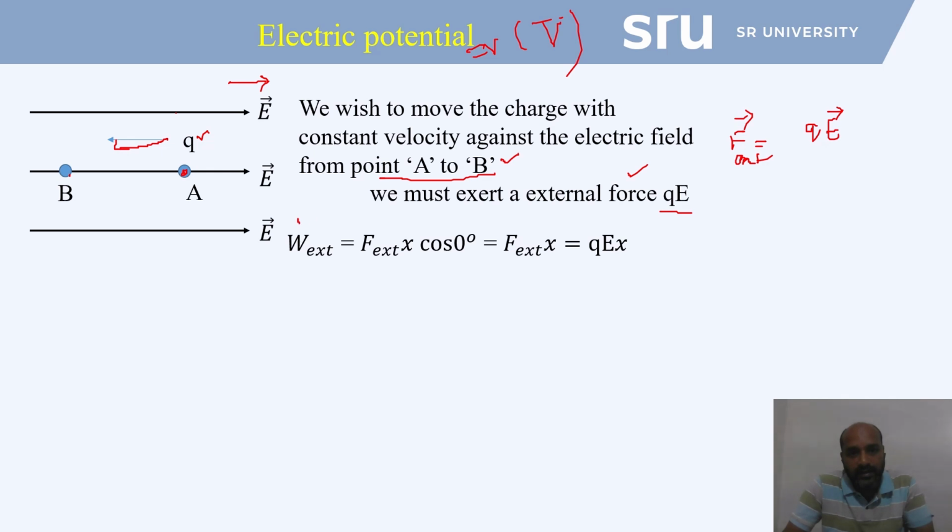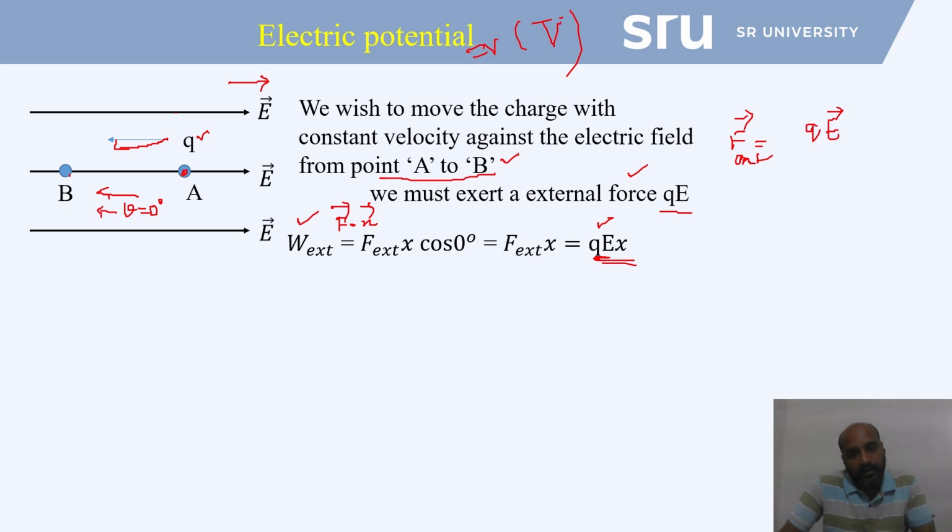And if you calculate the external work done, as per F dot X, the dot product of force and displacement, it is F x cos theta. Here, the external force is in the negative direction because you are moving from A to B, and the displacement is also in the negative direction. So here theta is 0 degrees, so cos 0 is 1. So it is F external into X, and the external force that we need to apply is QE. So the external work done is QEX.